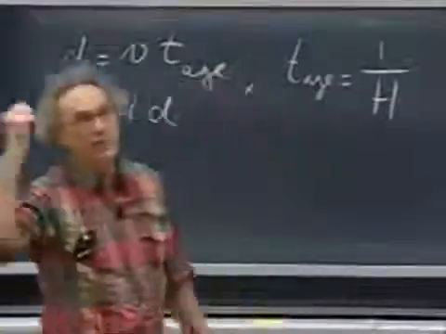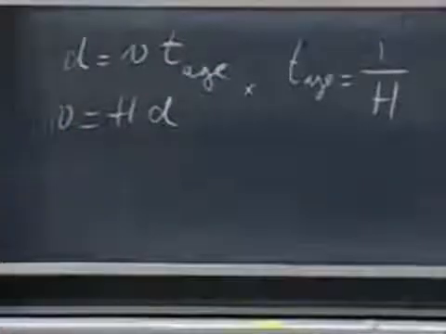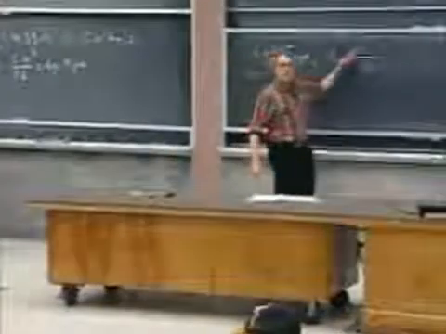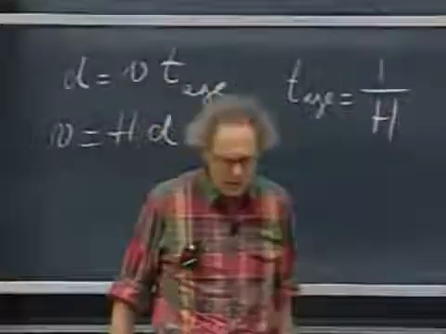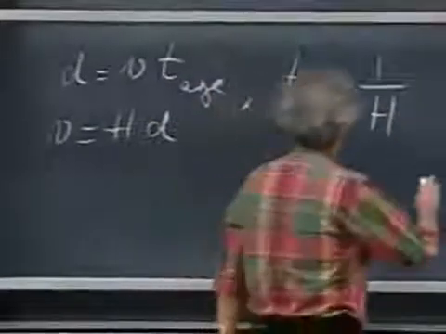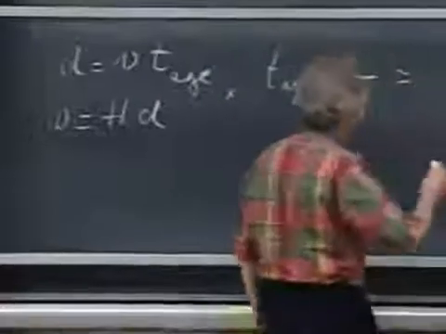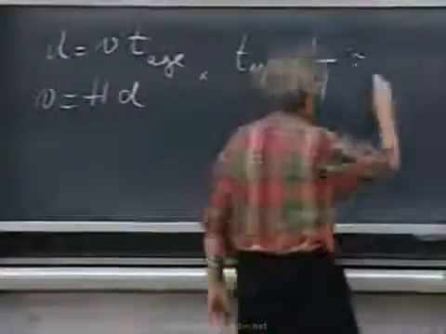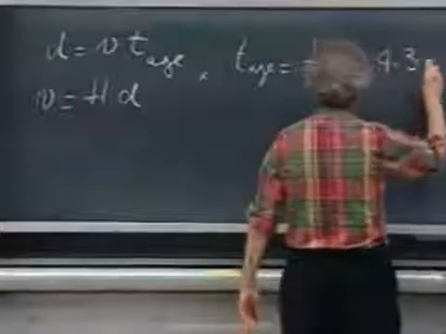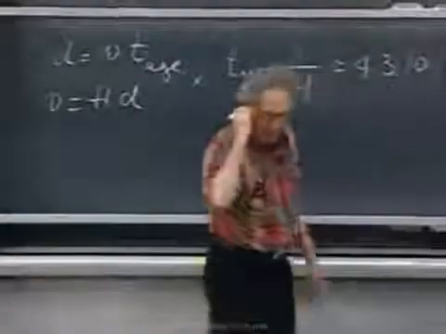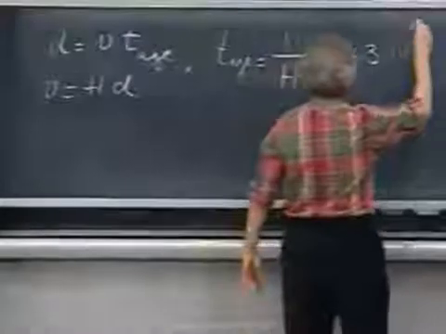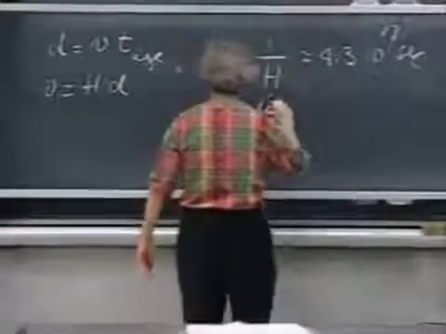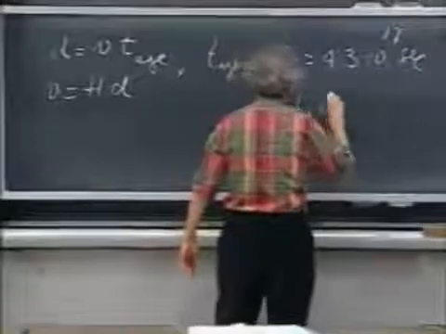If you take h, the one that we believe in nowadays, and you calculate 1 over h, and you work in MKS units, you'll find that th is about 14 billion years. I'll first give it to you in seconds. It's about 4.3 times 10 to the 17 seconds. And that is about 14 billion years.